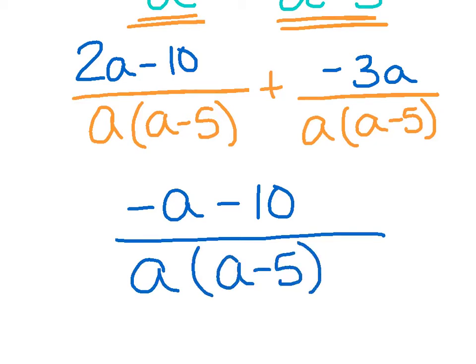Now, some people are going to start trying to cancel this a and this a, but notice this is being multiplied and this is being added. Therefore, you cannot cancel them, and thus, this is our final answer.